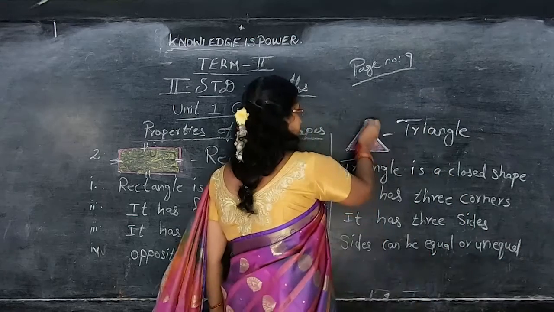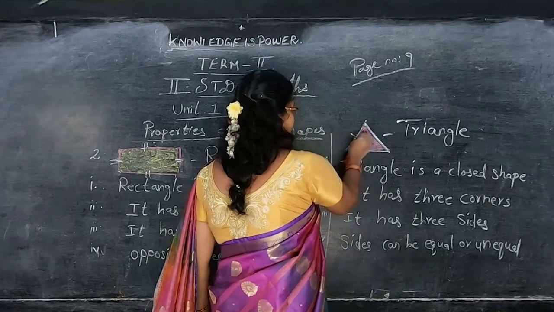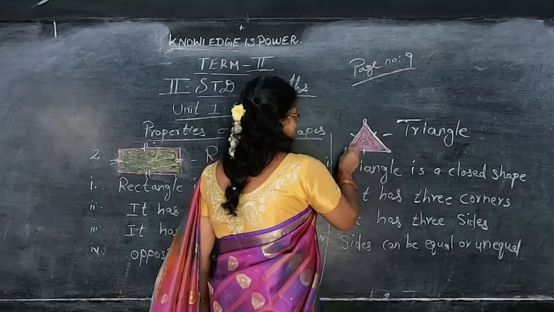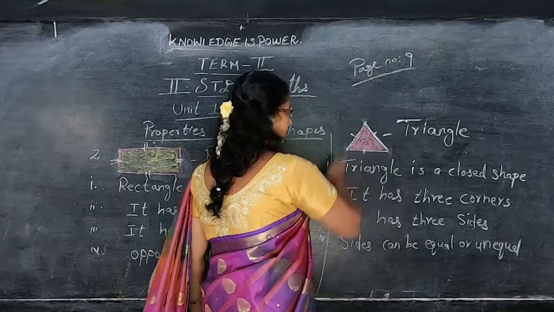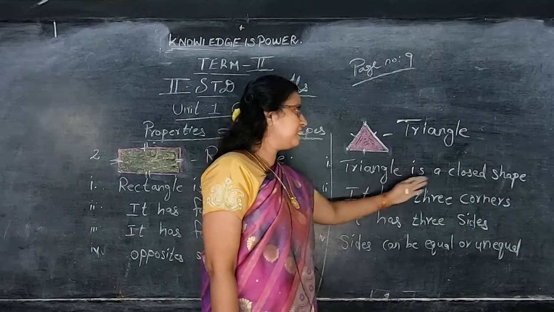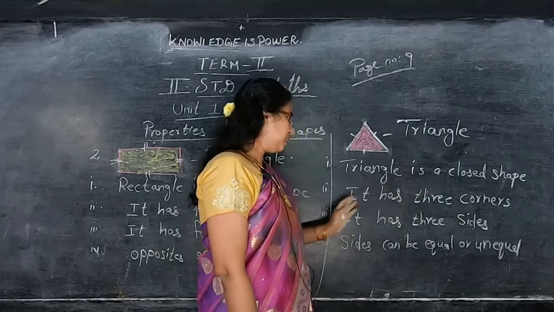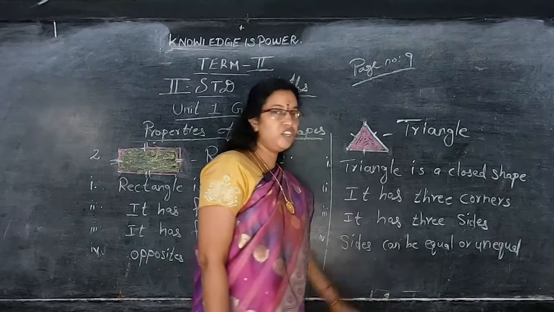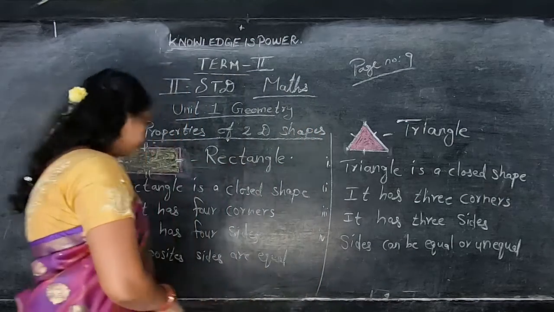See here. 1, 2, 3 corners. 3 sides. This is a corner. 1, 2, 3 corners. Okay. See here, triangle. The name of the shape is triangle. Triangle is a closed shape. It has 3 corners. It has 3 sides. Sides can be equal or unequal.